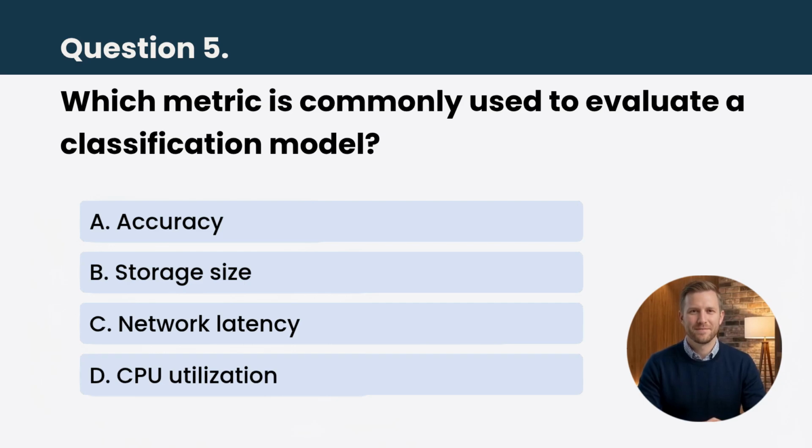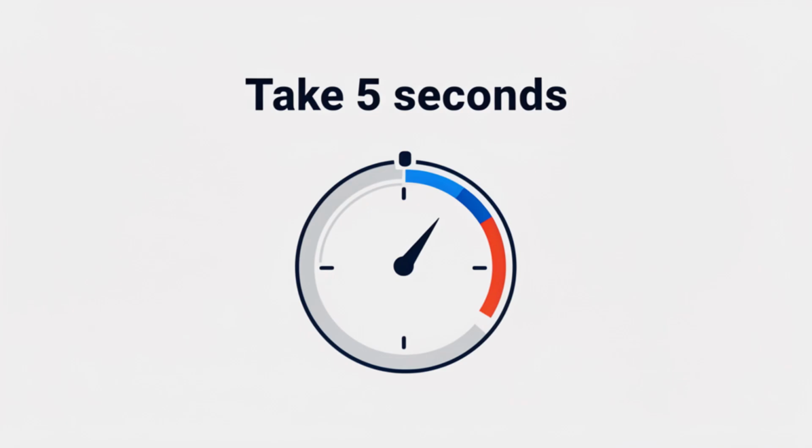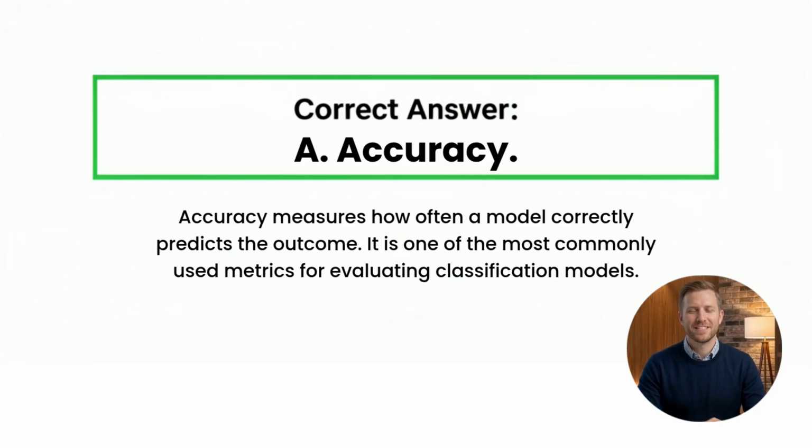Question 5. Which metric is commonly used to evaluate a classification model? A. Accuracy. B. Storage size. C. Network latency. D. CPU utilization. Take 5 seconds before answering. The correct answer is A. Accuracy. Accuracy measures how often a model correctly predicts the outcome. It is one of the most commonly used metrics for evaluating classification models.